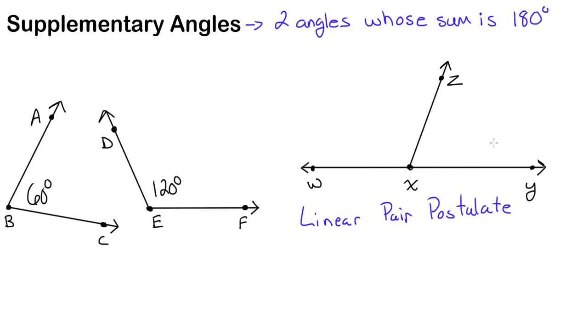And we can use that to find the measure of a missing angle. So if I tell you angle ZXY measures 70 degrees, then you could find the measure of angle WXZ simply by subtracting from 180. So 180 minus 70 is 110. So now we know this angle measures 110 degrees.